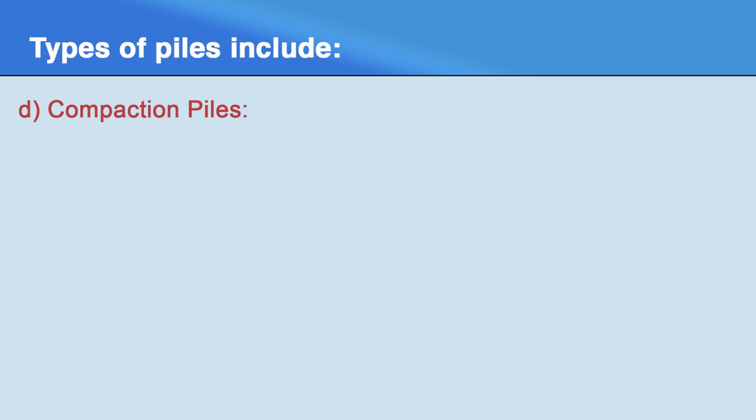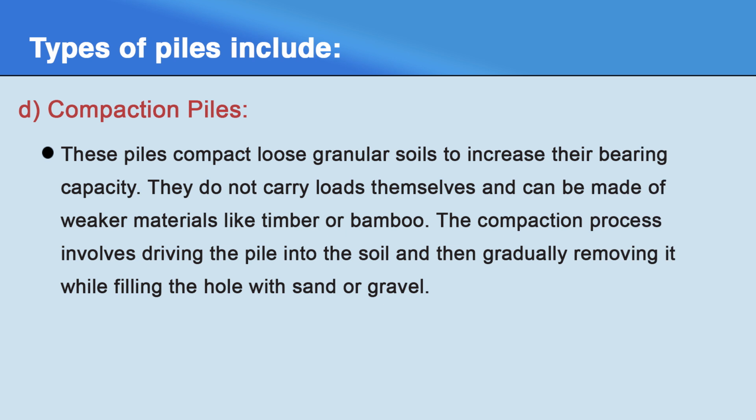Then the next is compaction piles. These piles compact loose granular soils to increase their bearing capacity. They do not carry loads themselves but can be made of weaker materials like timber or bamboo. The compaction process involves driving the pile into the soil and then gradually removing it while filling the hole with sand or gravel.